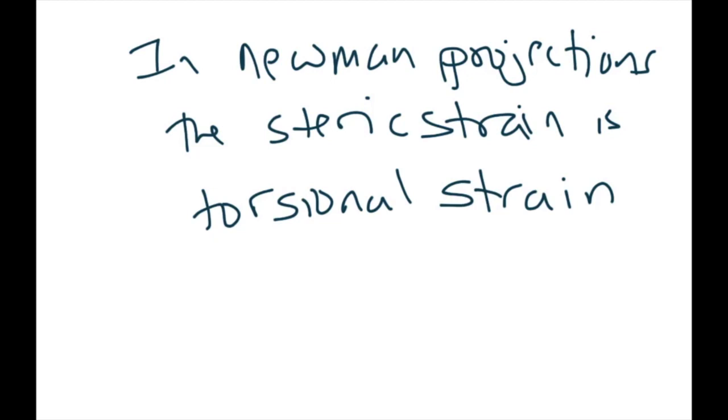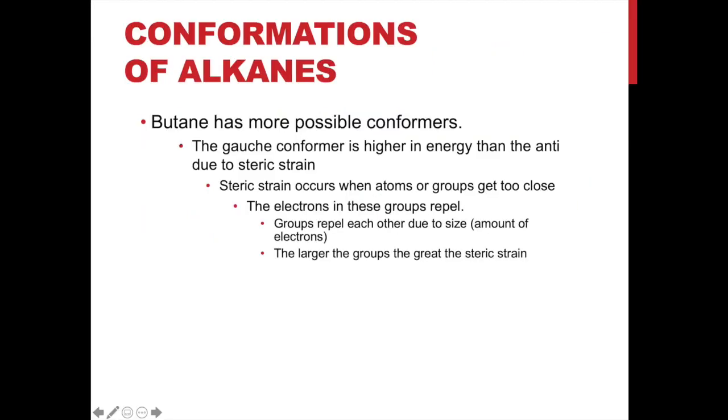All right, so if ethane's the easiest Newman projection, the next level up in difficulty is doing butane. So we're going to do butane's Newman projections.